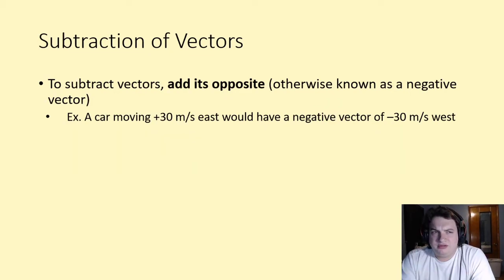We alluded to this in the graphical slide. We can also subtract vectors, or we can add the opposite. The simplest way to think about it: if I have a car moving 30 meters per second east, I would have a negative vector of negative 30 meters per second if I was subtracting it. So all you're doing is adding the opposite value. My original vector was 30 meters per second, so my opposite value is going to be the negative version of that. Hopefully that makes sense, and we'll work through this in a problem set.